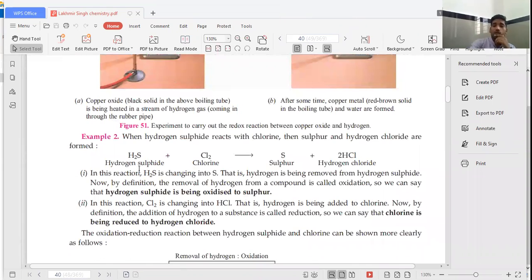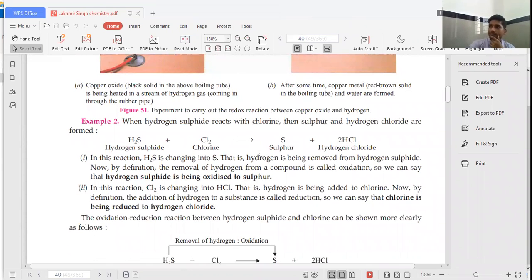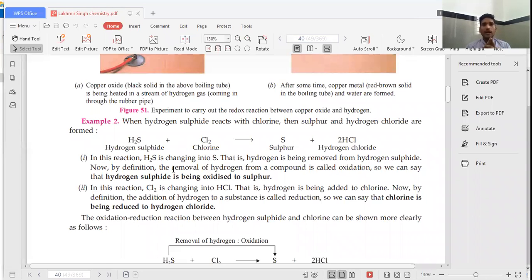In this reaction, from H2S to S, it means fine. So I was saying that H2S, another example, H2S plus Cl2 gives S plus 2HCl. What is happening here? H2S is converting into S. What is happening, students? This is reduction or oxidation. Removal of hydrogen means oxidation is happening. Okay. So this is oxidation.